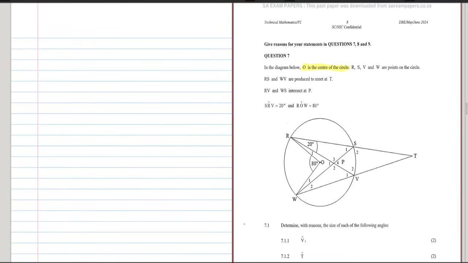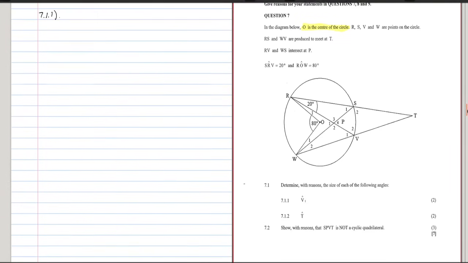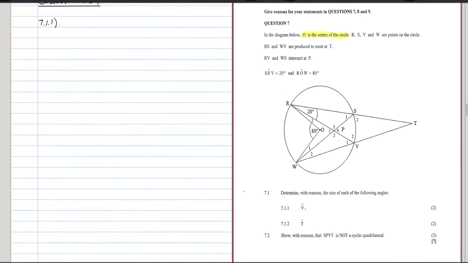So going back to writing, this is question 7. Finally, we are doing something different from trigonometry. It was getting too much now. So we have question 7.1.1. I'm not going to divide the page this time. I think we don't have a lot of questions, and the calculations are not that big for this one. So we want V1. V1 is this angle right here. Which theorem do we apply?